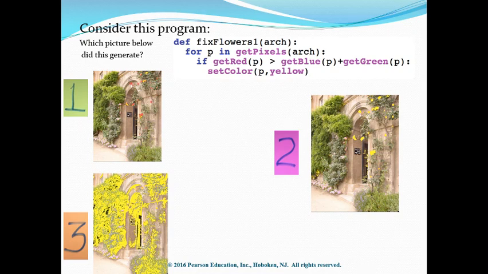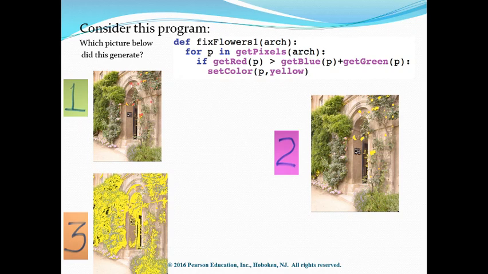So it says for p in get pixels of arch. So go through every pixel in the arch picture object. And it says if get red is greater than get blue plus get green. So if get red is greater than get blue or green, then we're going to set the color of all the red to yellow.